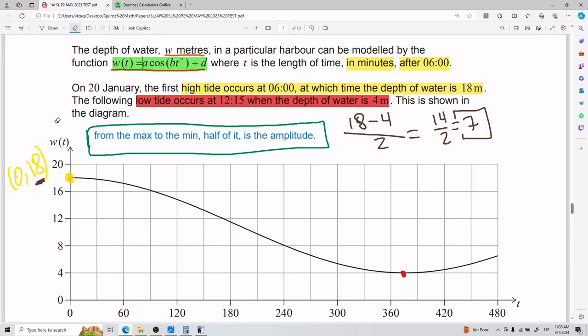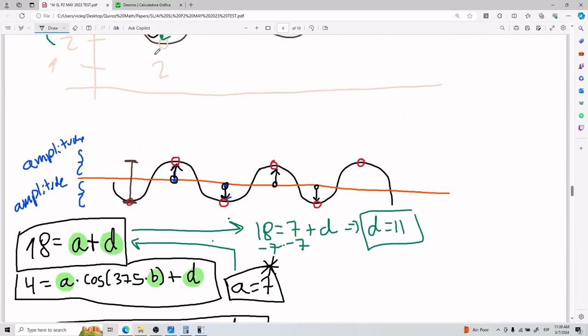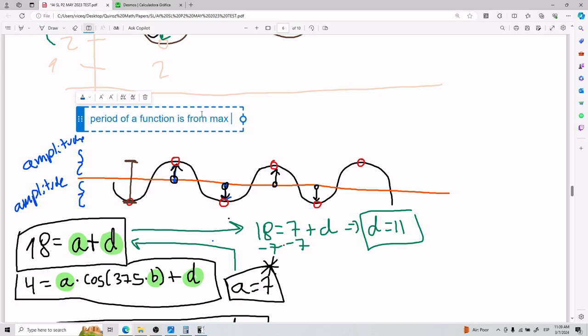So I'm just saying, guys, 4 easy points, just understanding a little bit what a cosine function is. Now it gets a little bit more juicy, right? Because here, the buzzword that shows up is find the period of the function in minutes. So that's something we haven't talked about yet. The period of a function, think about it this way. The period of a function is from max to max or from minimum to minimum.